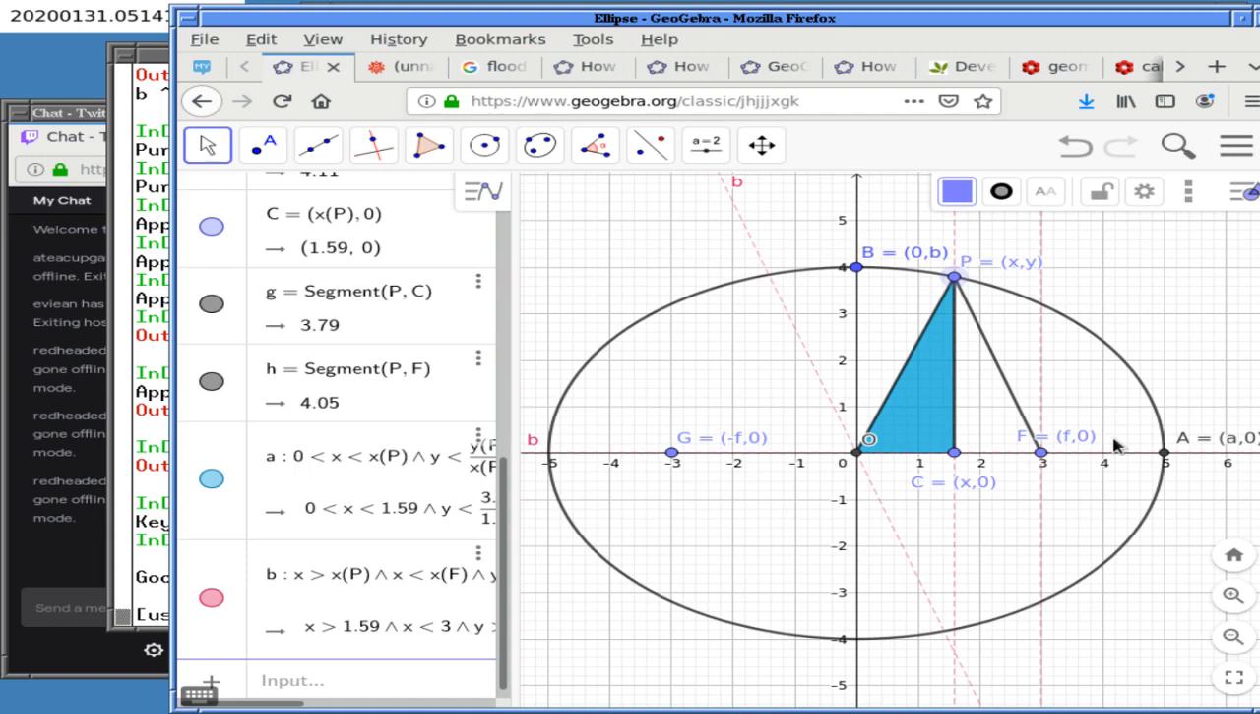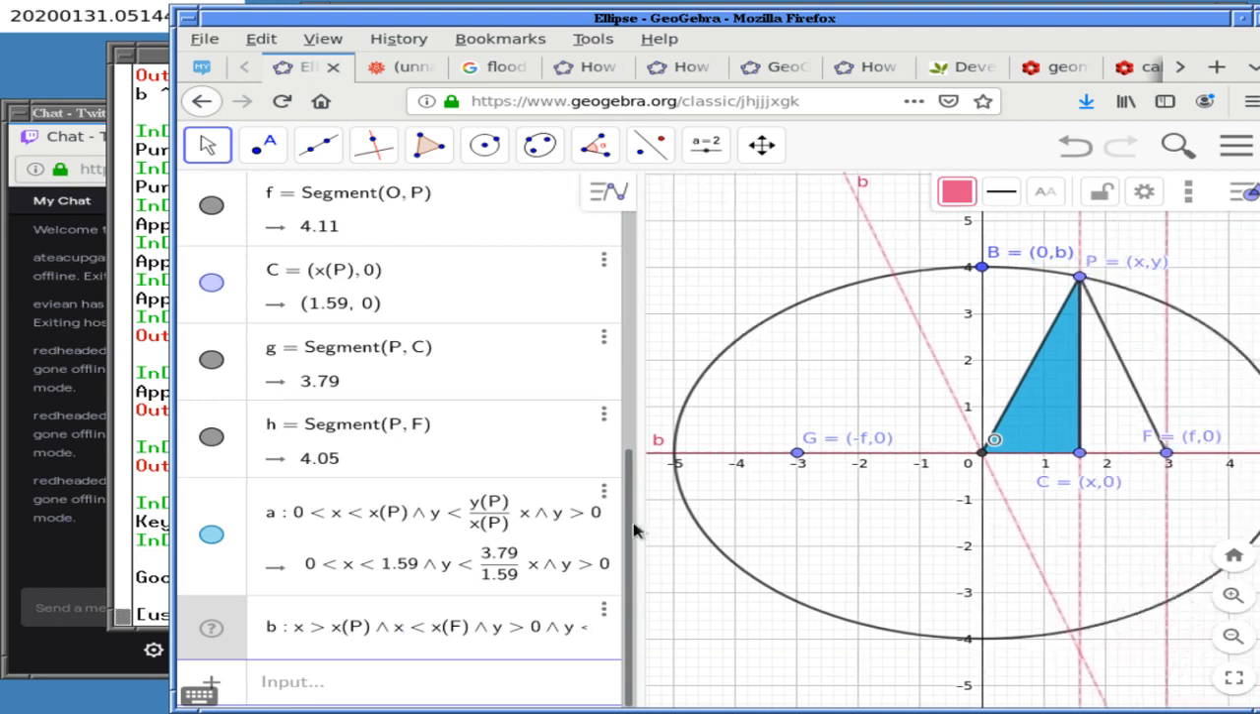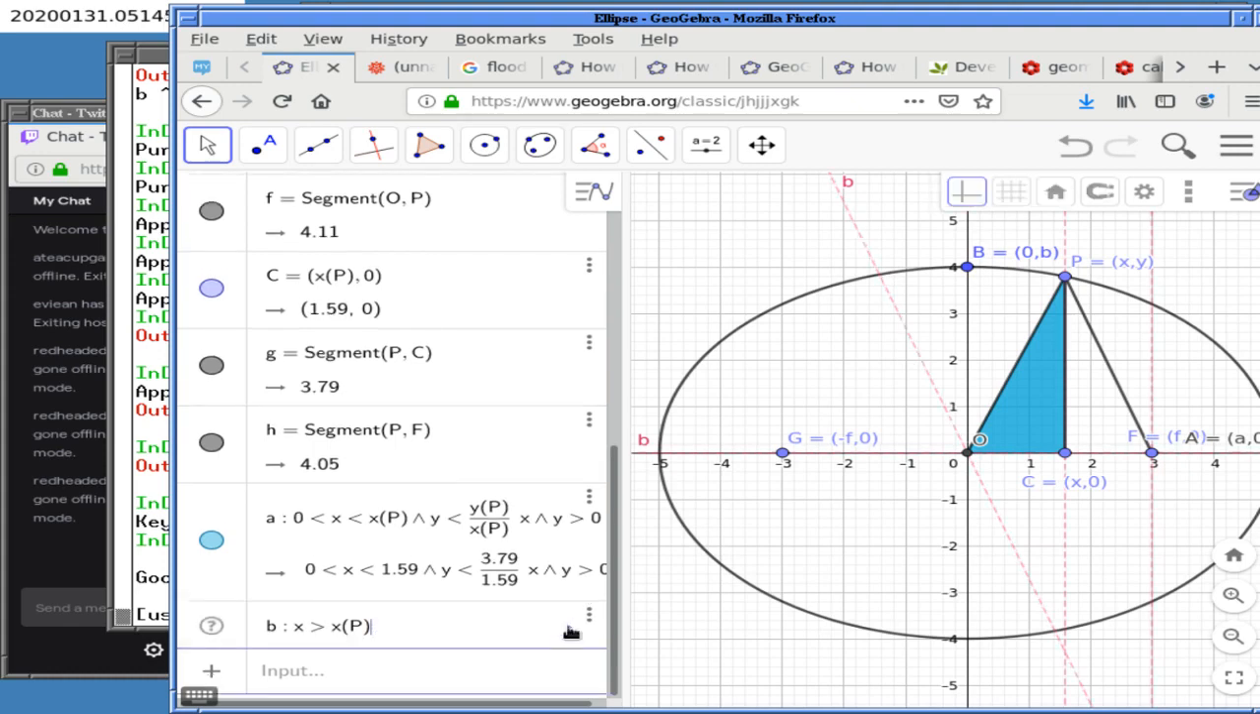Let's see. Oh, we might be able to come at this condition from the x position of it. So x has to be greater than this and less than, yeah, that might be the way to do it, actually. All right. So x is greater than p of x. Well, actually, hang on. X is greater than, I think we can just get rid of all of this now. X is greater than xp.